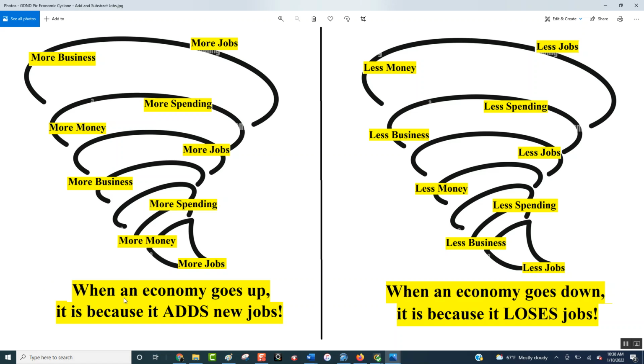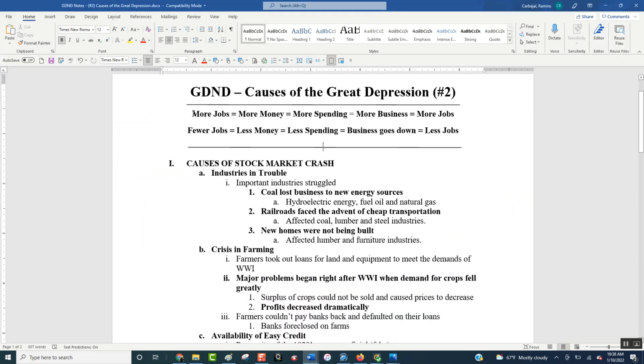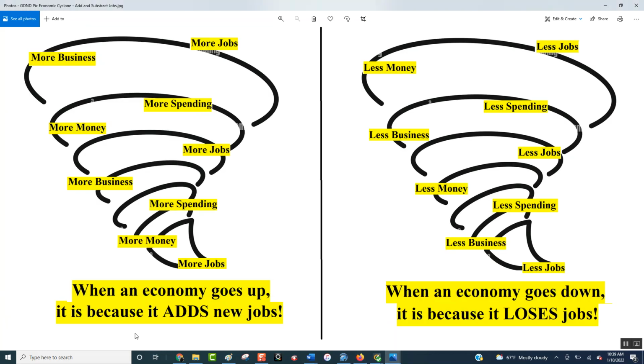So on the left side, when an economy goes up, it is because it adds new jobs. And if we look back to the notes again, this part here is what we're talking about right now. All right. So when an economy adds new jobs, as you see with this image, it means that there's more new jobs, which means people have jobs they didn't have before, which means now they have money they didn't have before, because they get a paycheck now. And because of that, they spend more. Now, what do they spend it on? Everything. They spend it on bills, they spend it on food, they spend it on restaurants, clothing, everything.